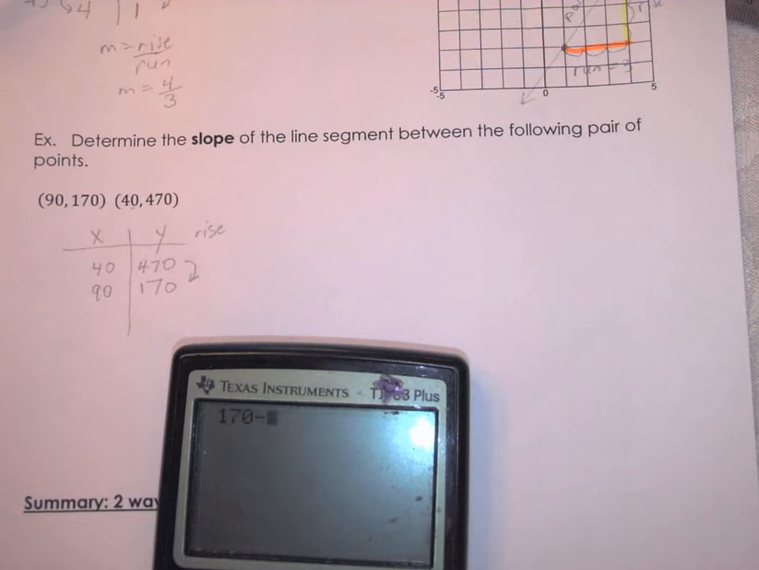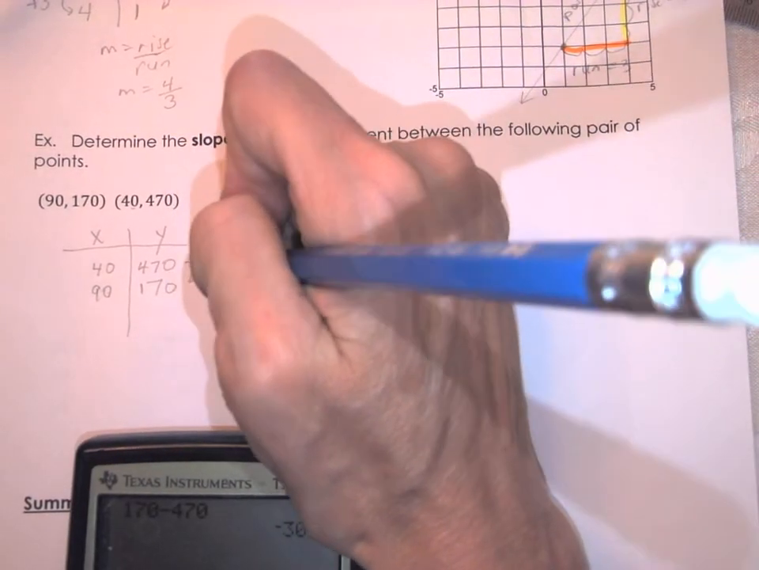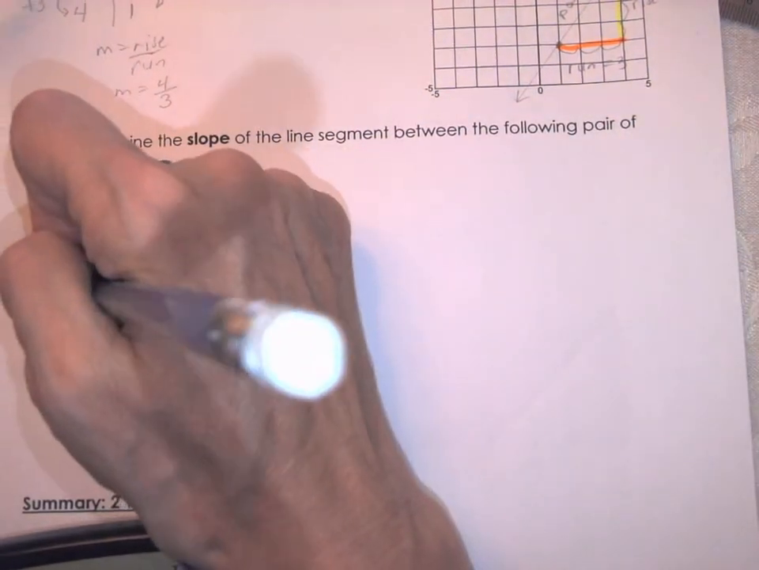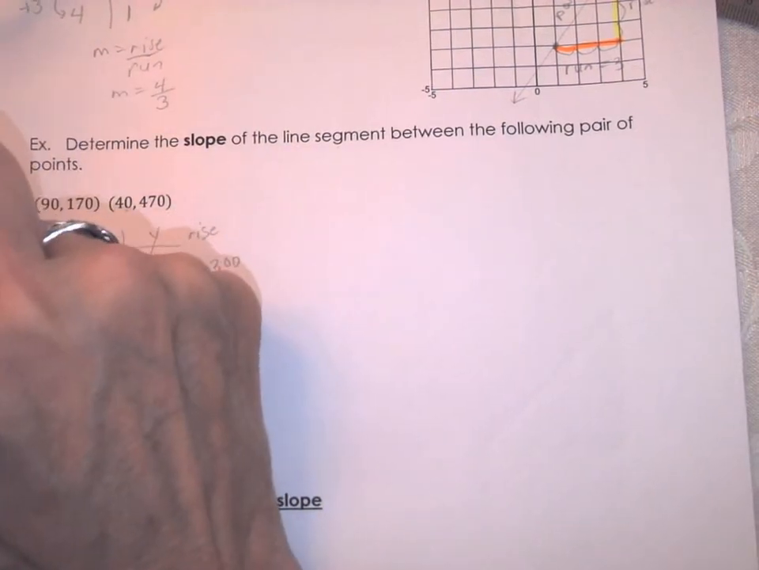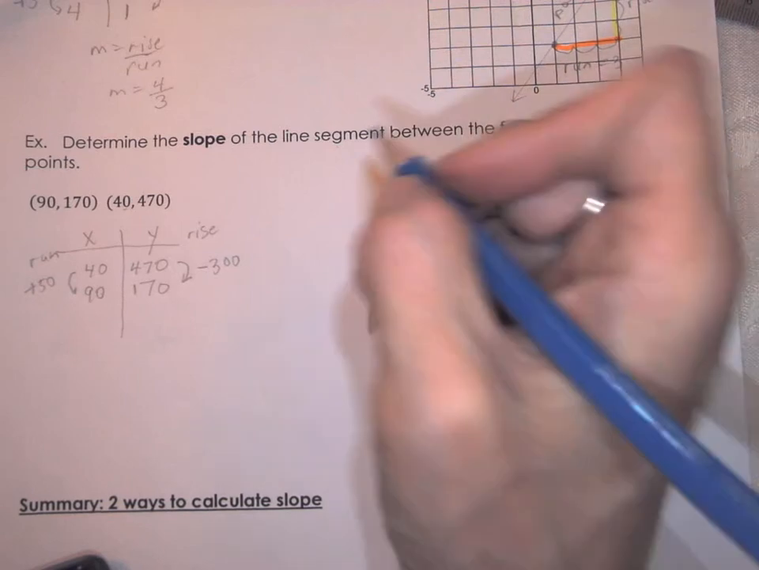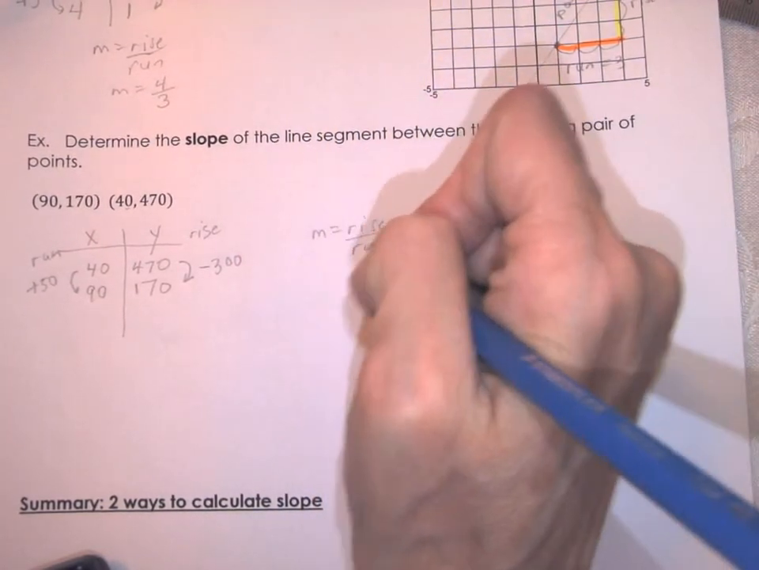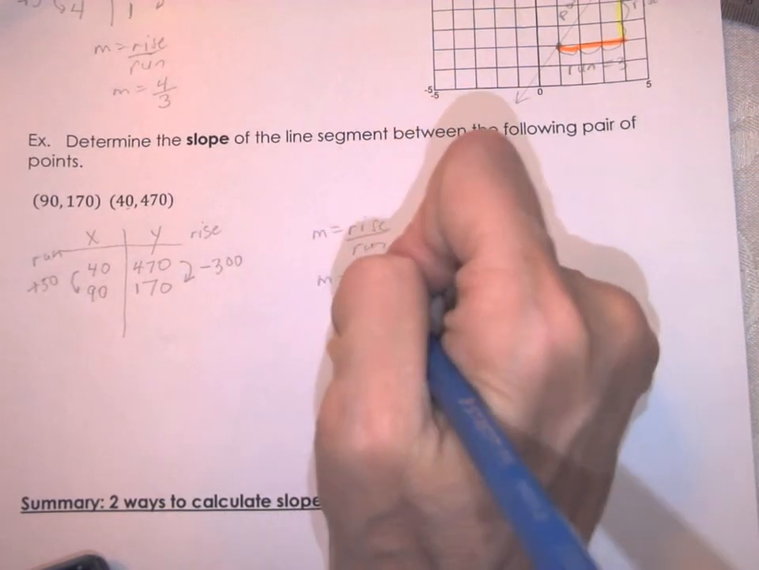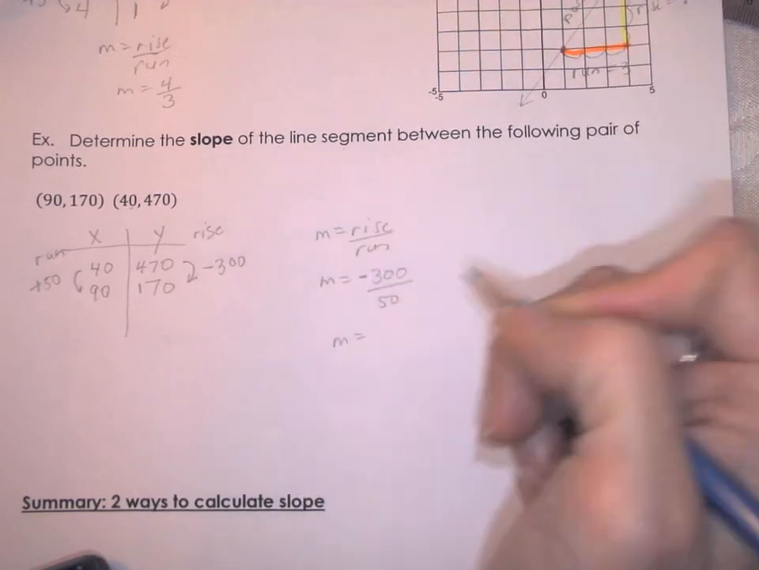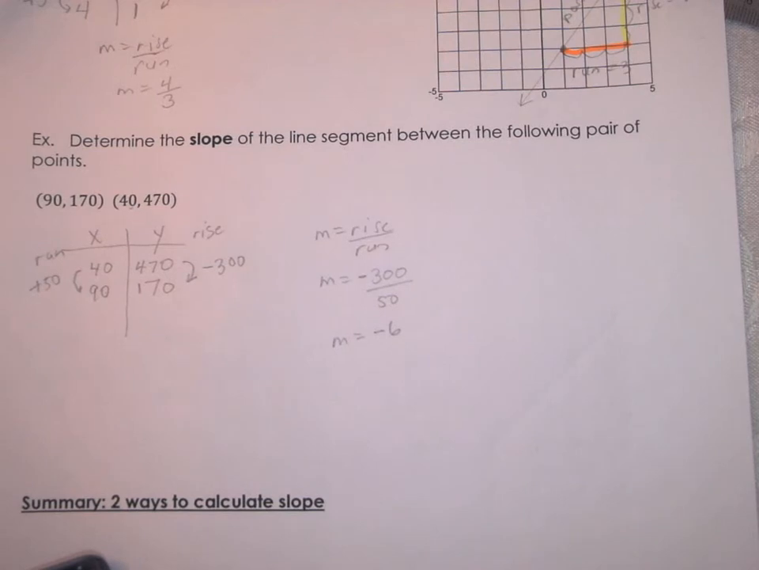So I want 170 subtract 470. To get from 470 to 170, I go down 300. So my rise is negative 300. And to get from 40 to 90, I go up 50. So my run is 50. So my slope is going to be the rise divided by the run, which is negative 300 divided by 50, which is negative 6. So the slope is negative 6.